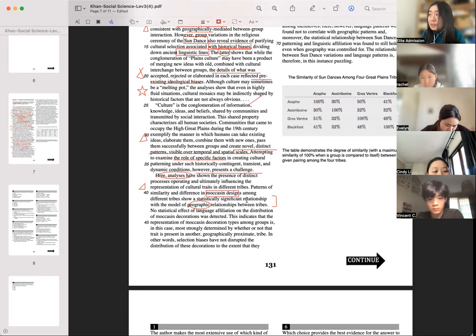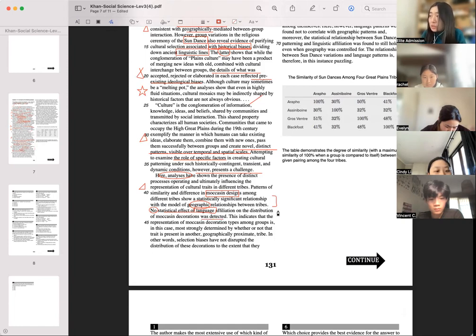You're saying that the analysis shows connections, a consistent relationship, between the geography. We don't say cause and effect, but they have a relationship, right? They have a system consistent with each other. So no statistical effects of language. So there's another factor here, language. So no language affiliation on the distribution of moccasin decoration was detected.